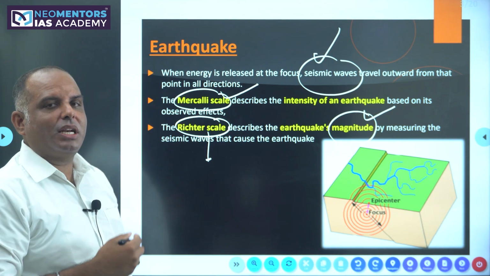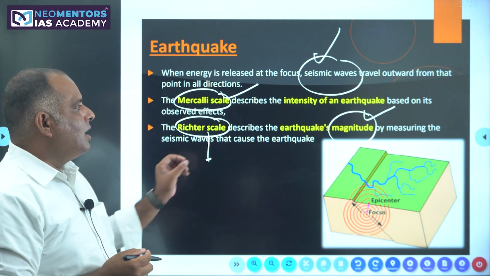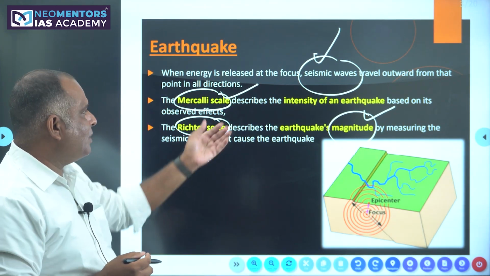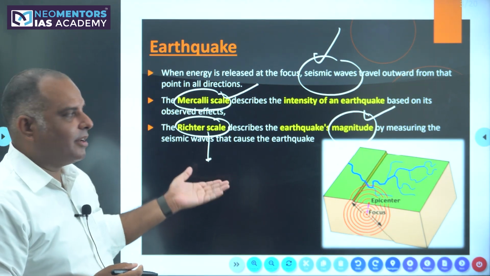So, when we normally indicate an earthquake and we say, an earthquake of Richter scale 3, we need to understand whether it is the Mercalli scale or the Richter scale.